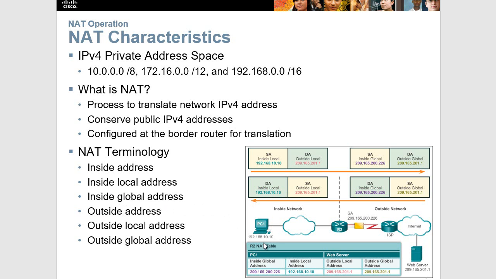So you can see in the example here, 192.168.10.10, that is your inside local address, designated here. Your inside global is your public IP address out here, which is 209.165.200.226. So you'll see that here. Okay. Those are what are important to us configuring the network.